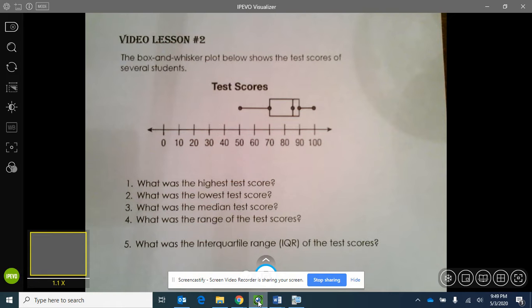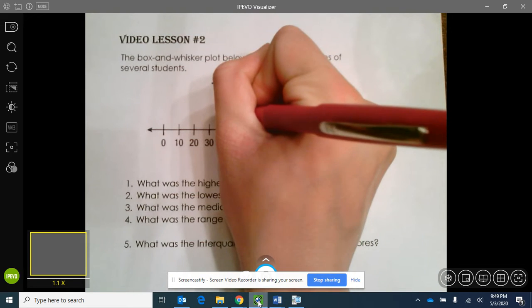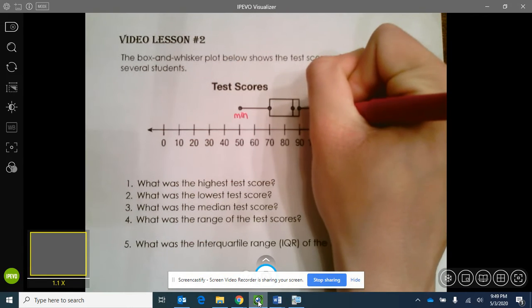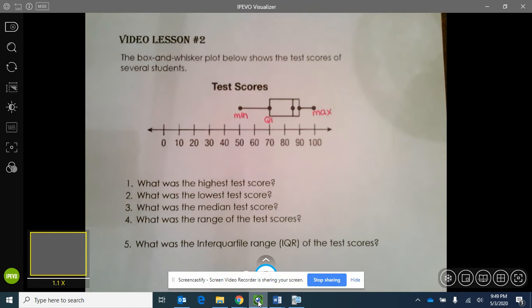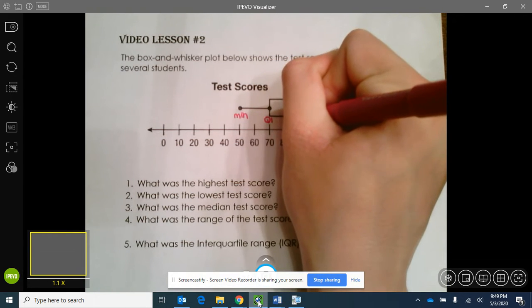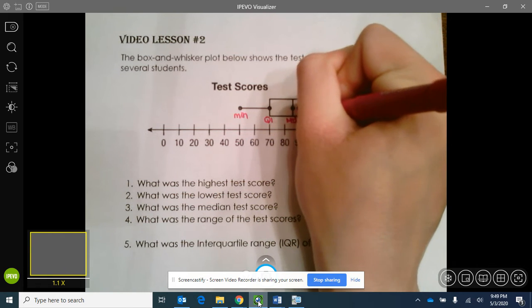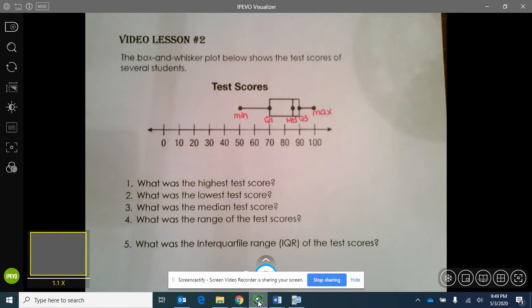So for this first example, it says the box and whisker plot below shows the test scores of several students. Okay, and they're going to ask us some questions about this. Now, a couple things before we get started here. I just want to remind you about your box and whisker plot. So when you have a box and whisker plot, first of all, this is going to be your minimum, your maximum, your Q1 is the left side of the box, your median is in the middle, and then your Q3 is the right side of the box.